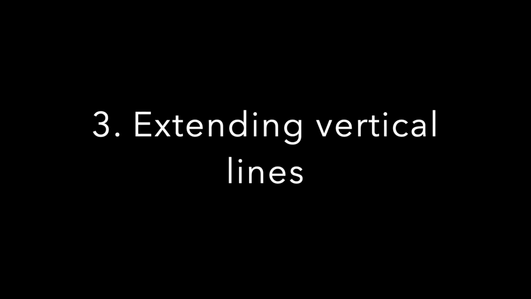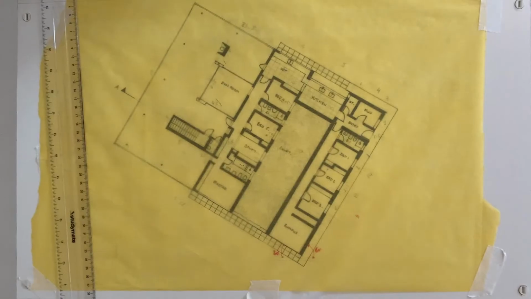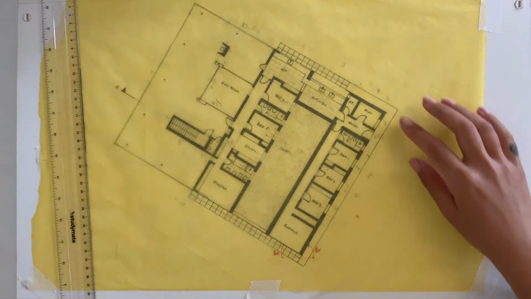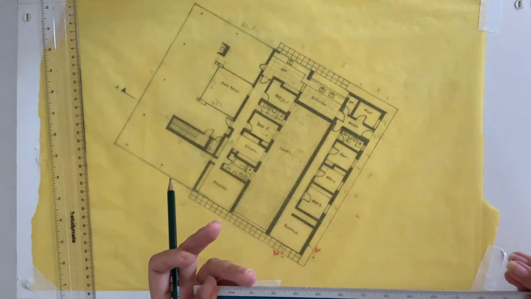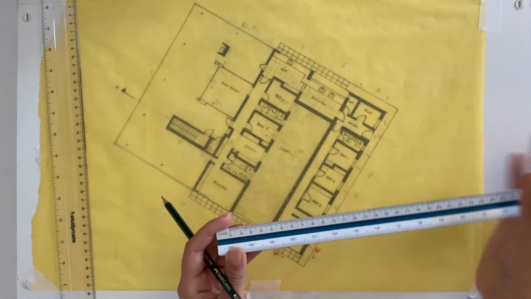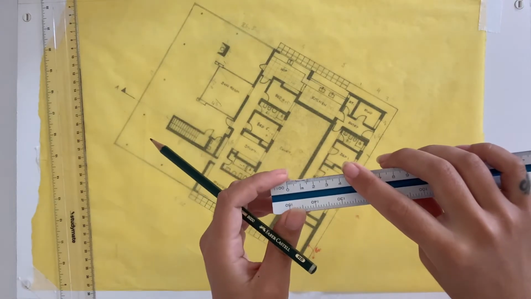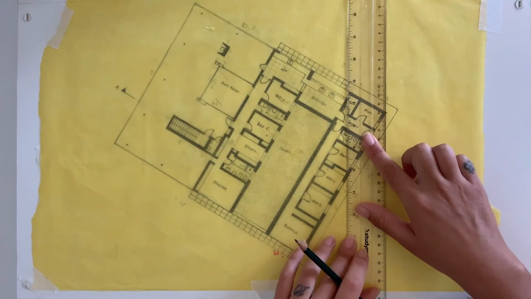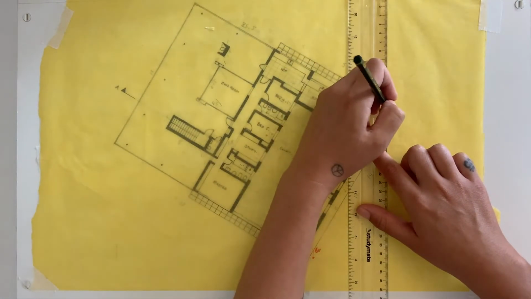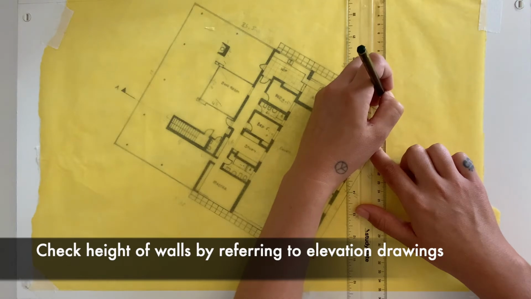Now thirdly, we're extending the vertical lines, and we're also going to be scaling and measuring the correct height of the walls. So to extend the vertical lines on the drawing board you've placed, you could either do this concurrently with scaling and measuring the correct height of the walls, or you can extend the vertical lines and then you scale and measure the correct height of the walls. To start, you need to have a very sharp pencil. Unless you're totally confident, you can start with pen right away. But if this is your first time doing this, I suggest you do it in pencil.